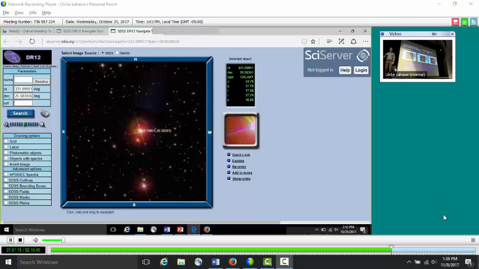And then this next one happens to be my favorite. This is what we call the Squidward Galaxy.